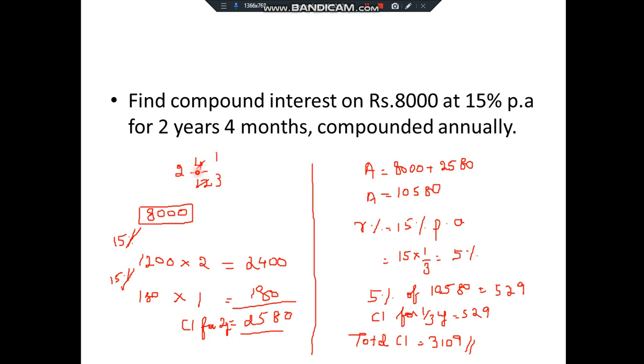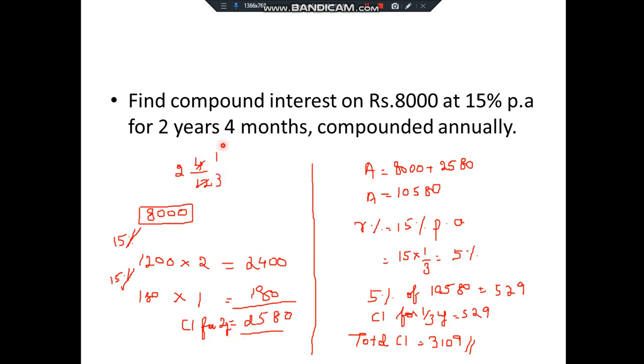First we'll do it for 2 years, using the 2-1 method. So 15% of 8,000 you find, which is 1,200, then 15% of 1,200 you find, you get 180. It is 2 years only, so we'll stop till this, and 2-1 method means into 2 and into 1. So 1,200 into 2 is 2,400, 180 into 1 is 180. On total you get 2,580. So this is the compound interest for 2 years. The remaining 1 by 3 year is left.